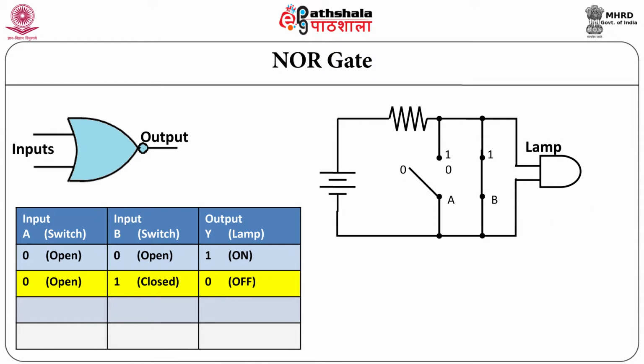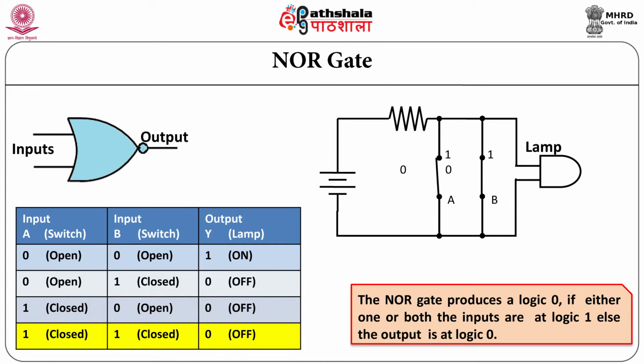The NOR gate produces a low output when any of its inputs are high. The lamp is off when any of the switches is closed. The NOR gate produces a low output when any of the inputs, either A or B, is high. The lamp is off when any of these input switches are closed. The NOR gate produces a low output when any of the inputs, either A or B or both, are at logic 1. The lamp is off when either A or B or both switches are closed.